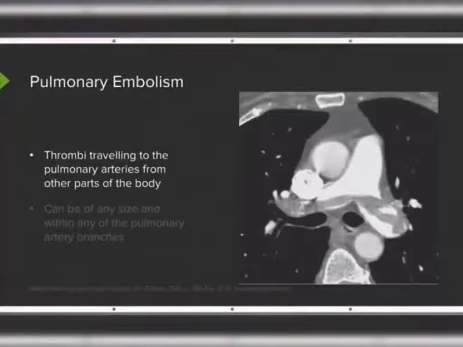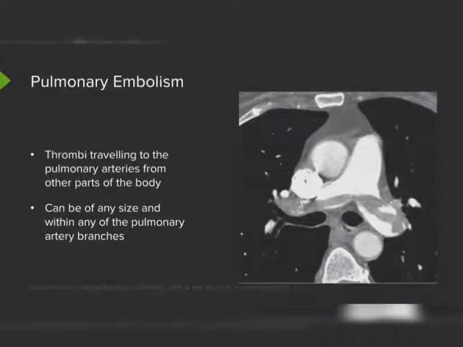So now let's discuss pulmonary embolism. This is a relatively common finding that's seen in patients presenting with chest pain. This represents thrombi that travel to the pulmonary arteries from other parts of the body. They can be of any size and they can be located within any of the pulmonary artery branches.